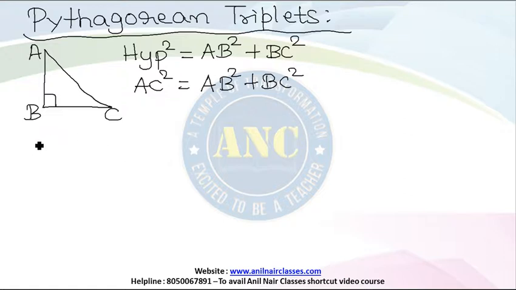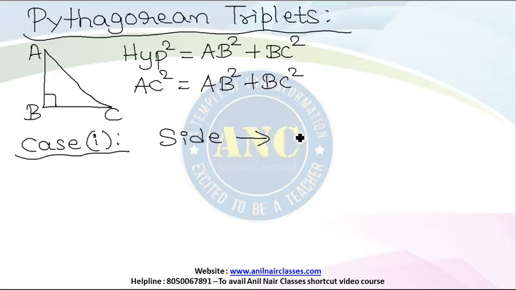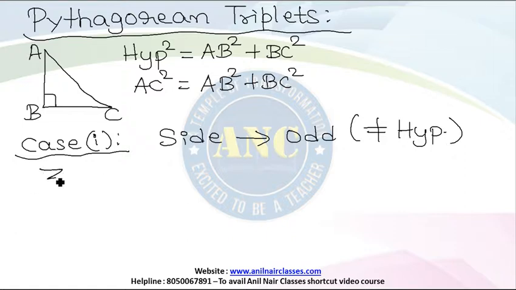Now see here, sir. Suppose there are three sides totally. What I will do is take one of the sides as an odd number, which is not the hypotenuse. The hypotenuse is the longest side, which you are aware of. Suppose, for example, I take one of the sides as 3, right? One of the sides of the Pythagorean triplet is 3.